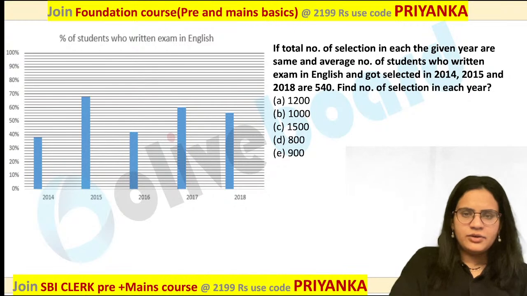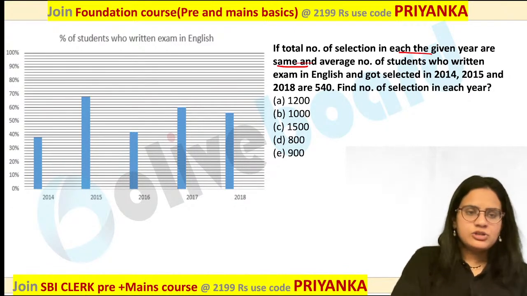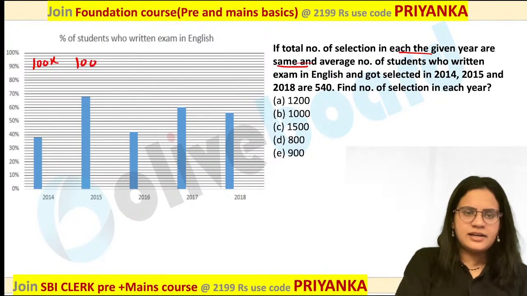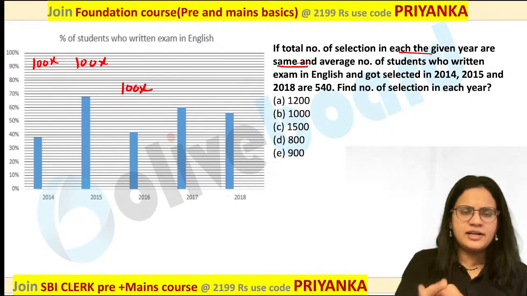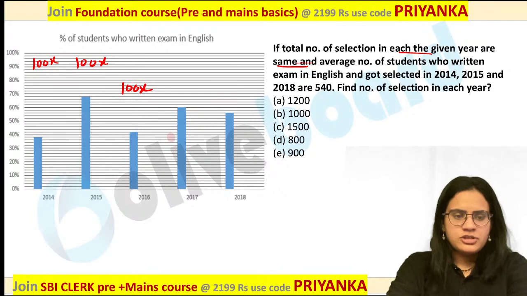So what is given in your question? Total number of selection in each of the given year are same. So here all the selection values are same. Let me assume it is 100x, 100x, 100x over here. Why 100x? So that my percentage calculation will be simple. Whenever you have a percentage based question, it is better to assume 100x as the value.